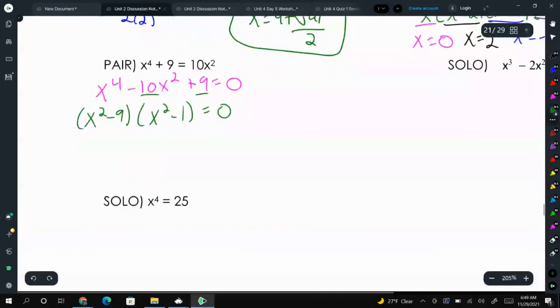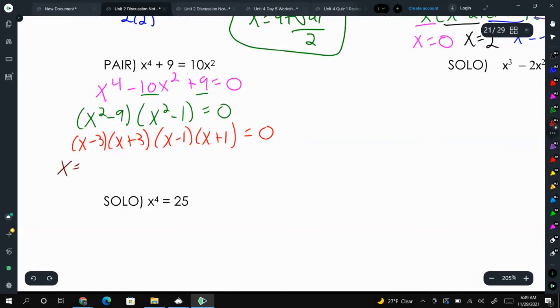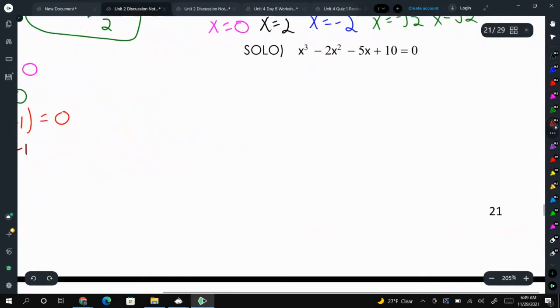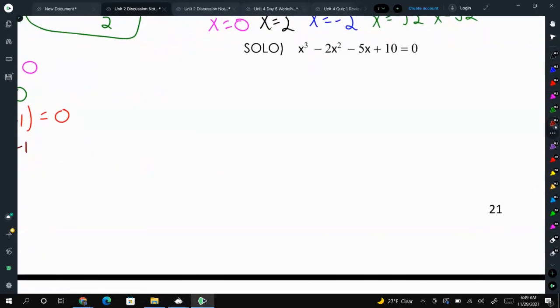So we know now that we could do x minus 3 times x plus 3, and x minus 1 times x plus 1 equals 0. And then our solutions will be x equals 3, x equals negative 3, x equals 1, and x equals negative 1. Now with this one over here, I notice I have x to the 3rd minus 2x squared minus 5x plus 10. This is not in quadratic form.